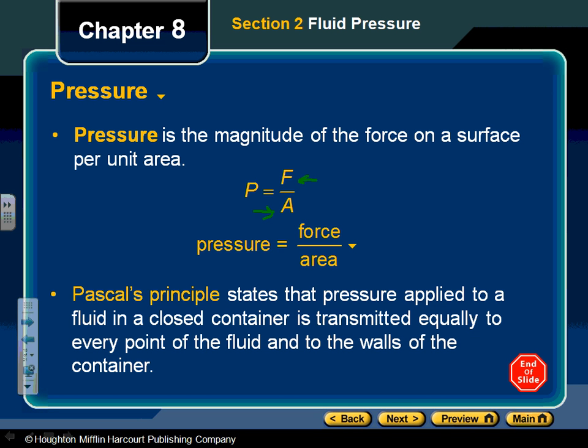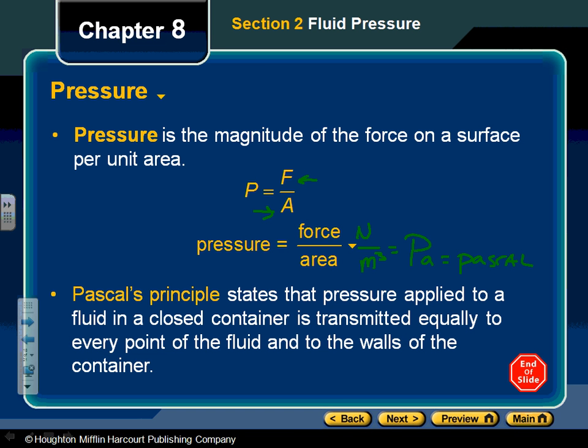So pressure is equal to force over area. Our units for pressure are the Newton over meter squared, which is equal to a Pa, which is known as a Pascal.